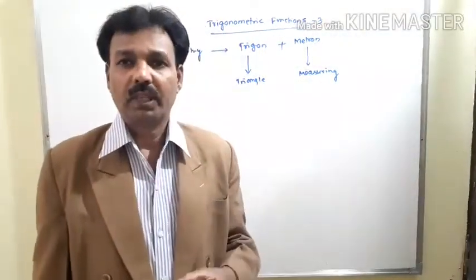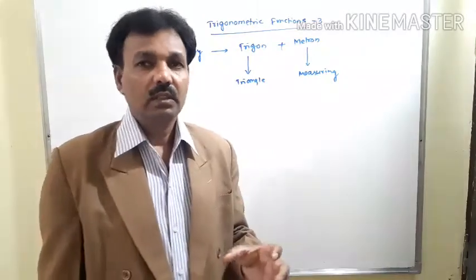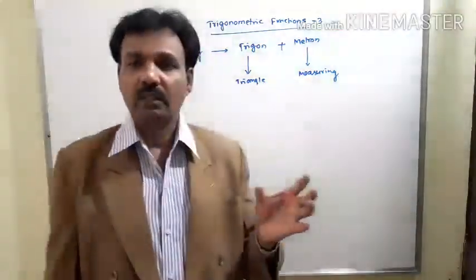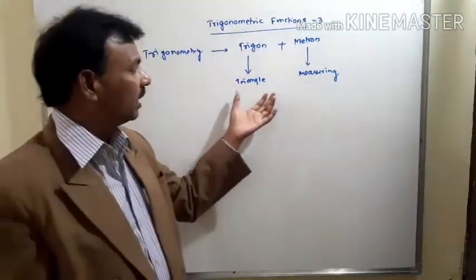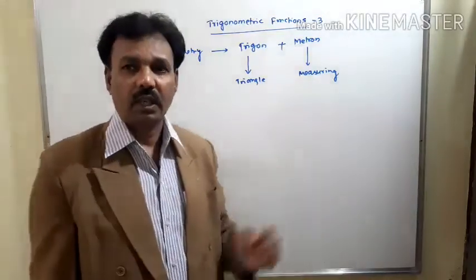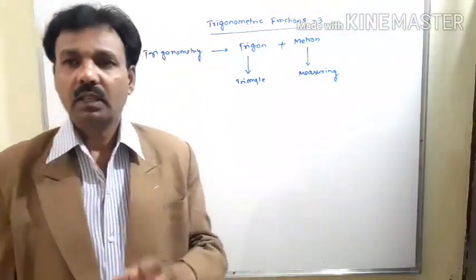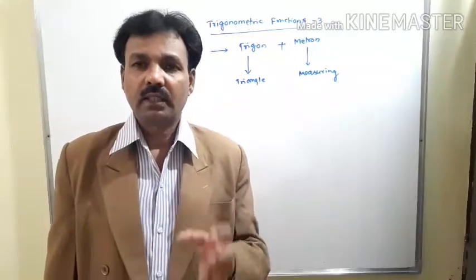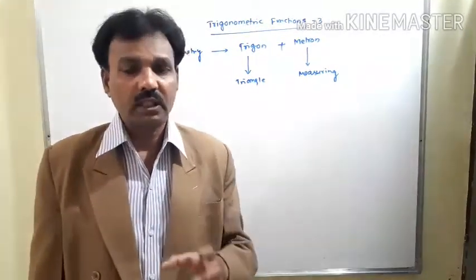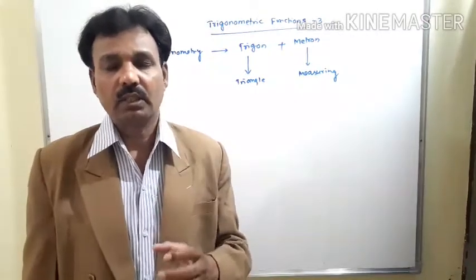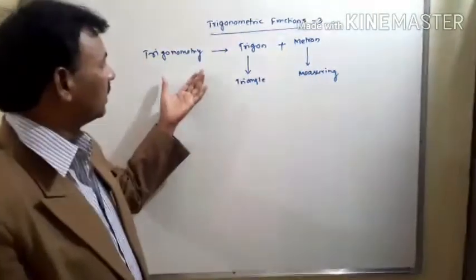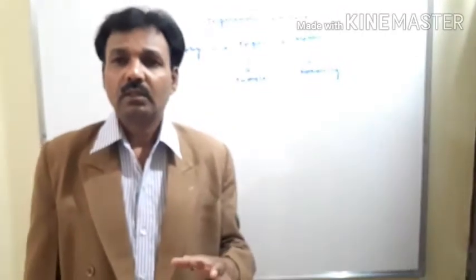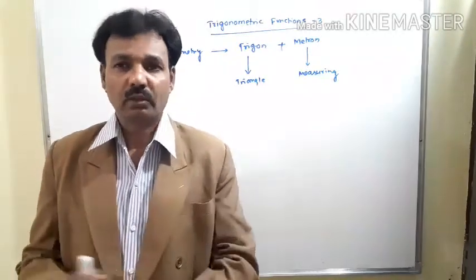So the overall meaning of trigonometry is that trigonometry is the topic of mathematics in which we study the measuring of sides of a triangle. That means in the starting, in trigonometry, we studied only triangles, but that triangle should be a right angle triangle only.